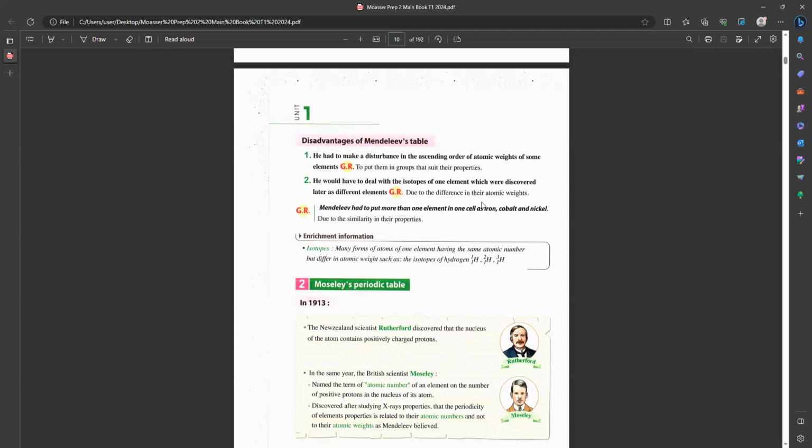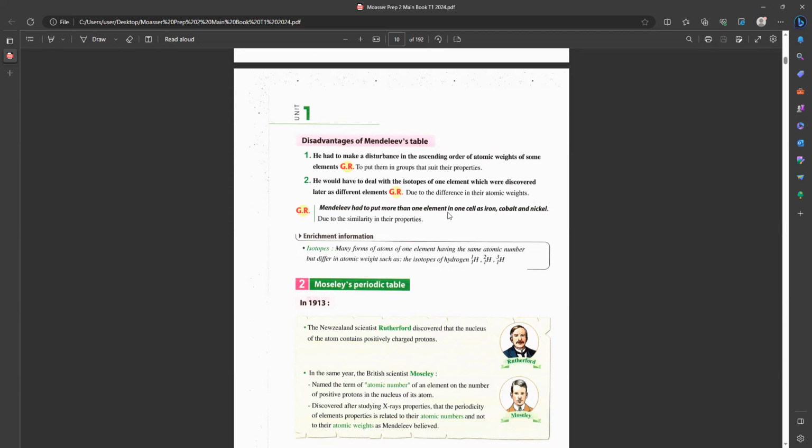These are the two disadvantages of Mendeleev. He disturbed the order of atomic weight of elements to put them in groups that suit or are similar to their properties. He dealt with the isotopes as one element, but they were discovered later as different elements because they are different in atomic weight.